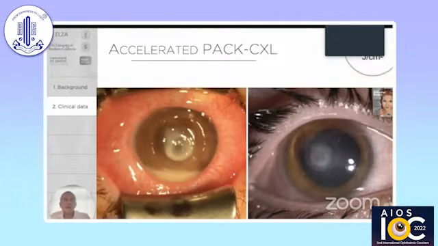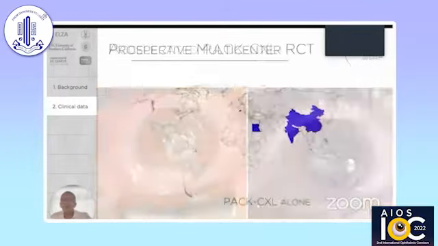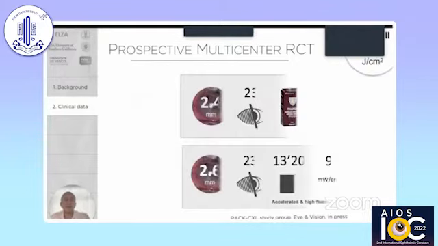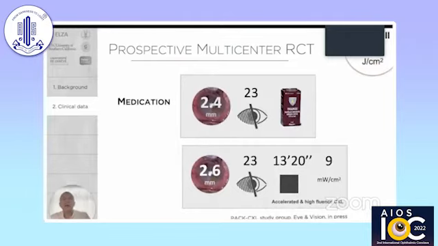At the same time, we have been running a prospective randomized multicenter trial where we compared the effect of antimicrobial therapy alone against PACK cross-linking alone, and here we implemented several countries and we used accelerated and high fluence PACK cross-linking. So not only accelerated, but as you can see in the upper right corner, the intensity was increased by 30% from 5.4 to 7.2 joule.